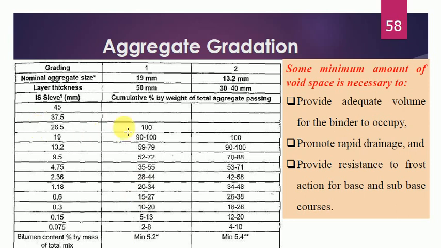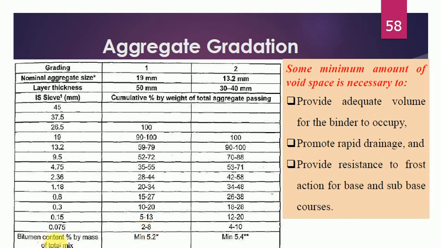So this is one example where the aggregate gradation is given. Say suppose it is grading 1 and grading 2 for 2 different layer thicknesses, and based on the sieve size certain values are provided for the percentage passing. Here for every range of sieve size we have to consider the mid values. So it is 90 to 100, we have to consider 95, then 59 to 79, so we consider the mid value.